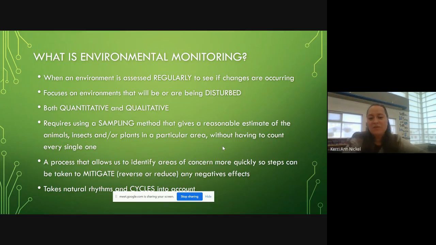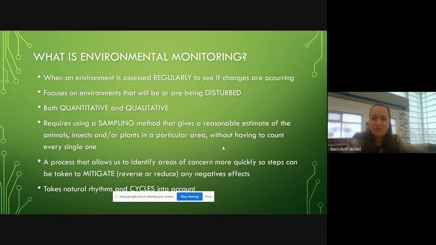Now, we need to use a sampling method that's going to give us a reasonable estimate without having to count every single species. We can't do that. We can't go and count how many ants are in a certain area. So we're going to have to come up with a sampling method that allows us to make a reasonable estimate.